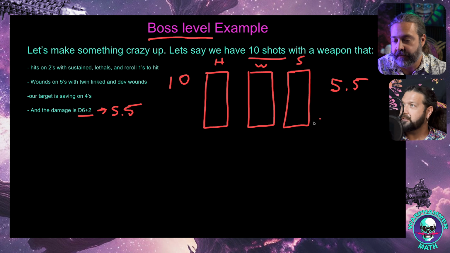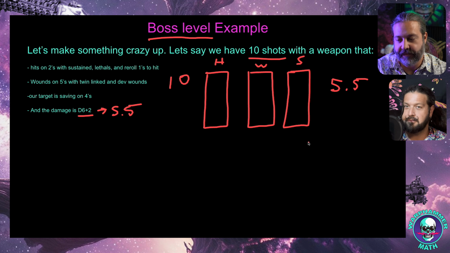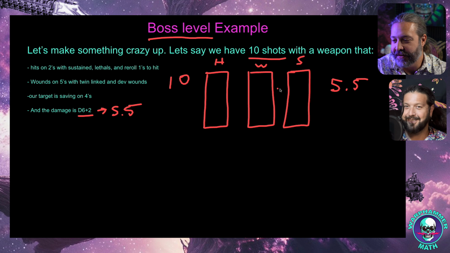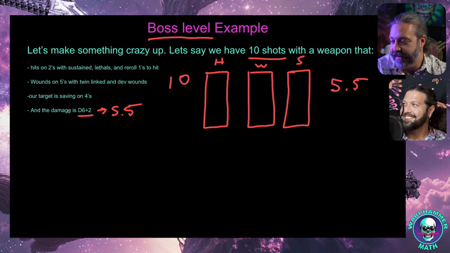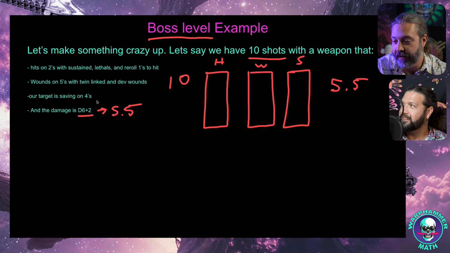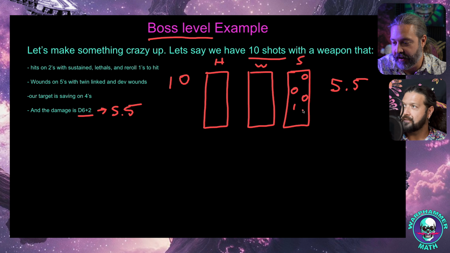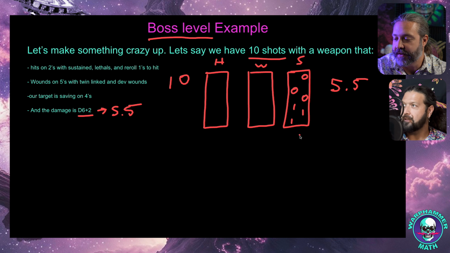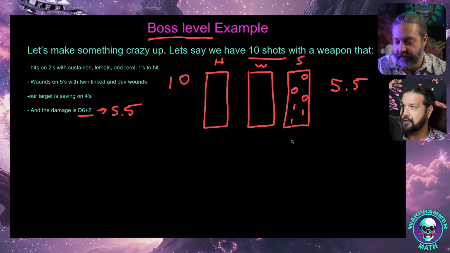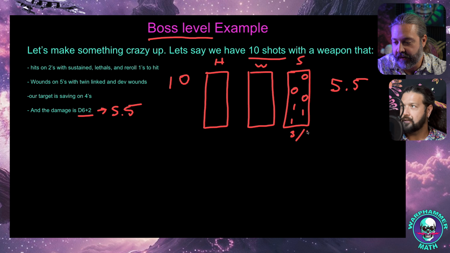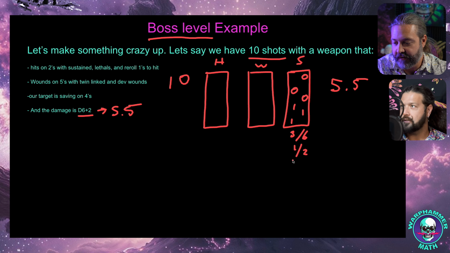So our first and last term are pretty easy to determine. And now let's go ahead and again work backwards. So our target is saving on 4s. Okay. So 4s, 5s, and 6s get us nothing. The others get us 1. Got it. So that means we're saving 0.5 is our term for save. You got it. So 3/6, or if you prefer, 1/2.